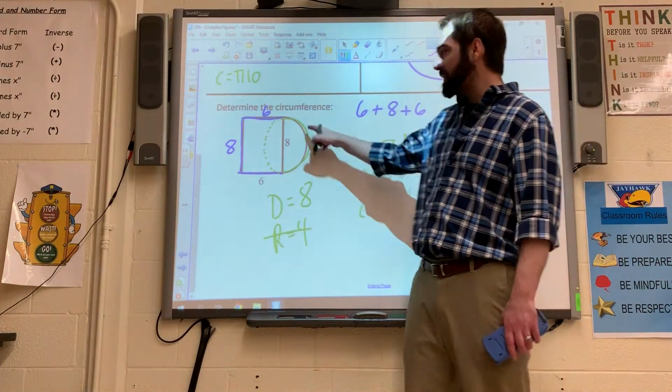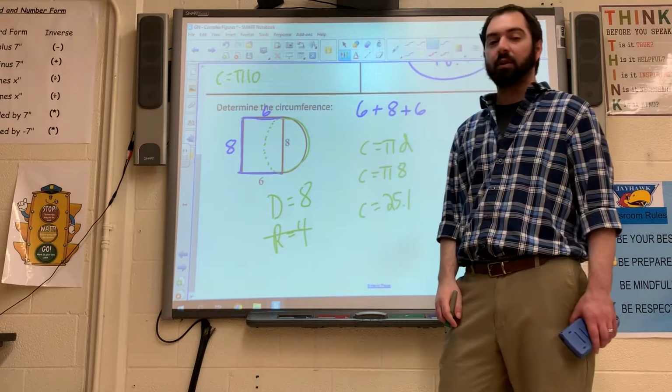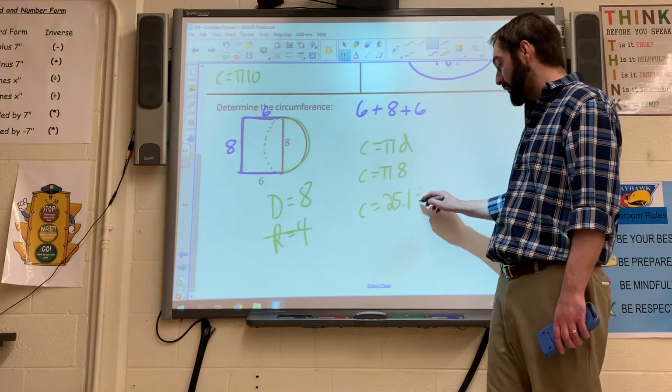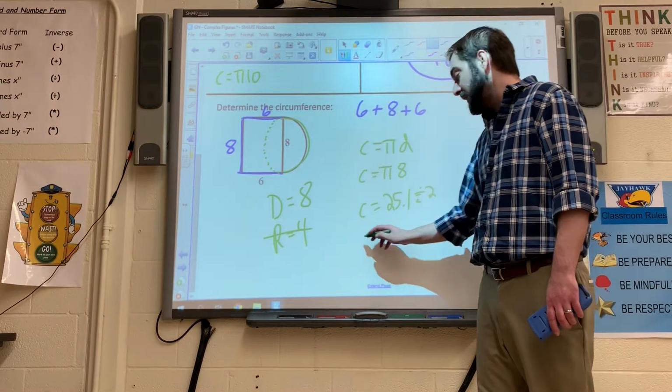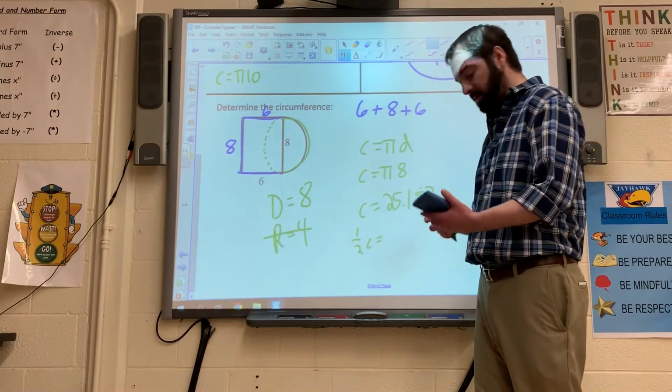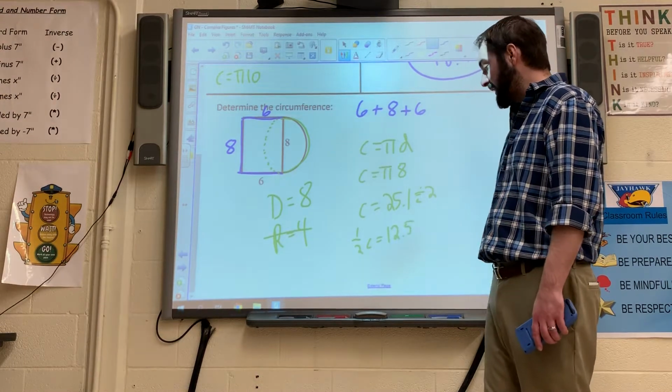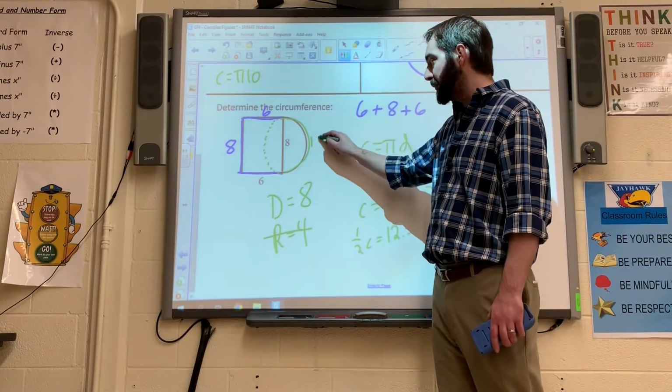But again, that would be the circumference if this was an entire circle, but it's not. It's only half of a circle. So I only need half this number, which means I have to divide by 2. That means half my circumference would be approximately 12.5. Again, I'm going to take that 12.5 and plug it back in.